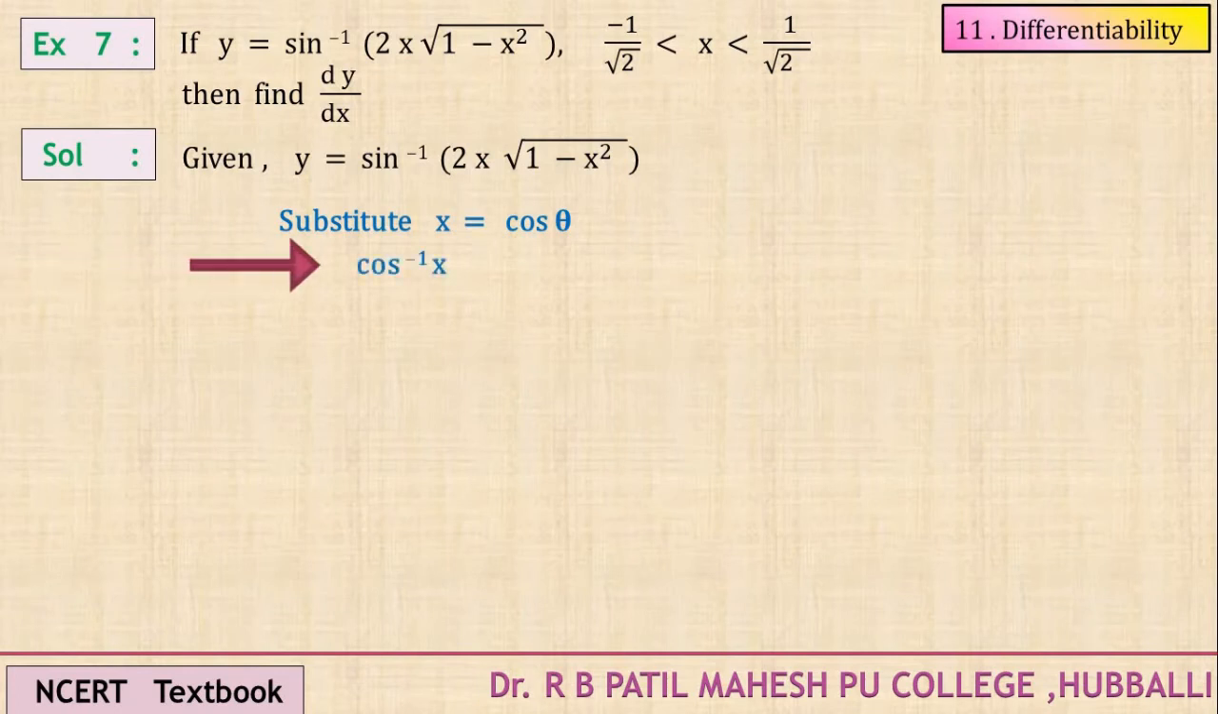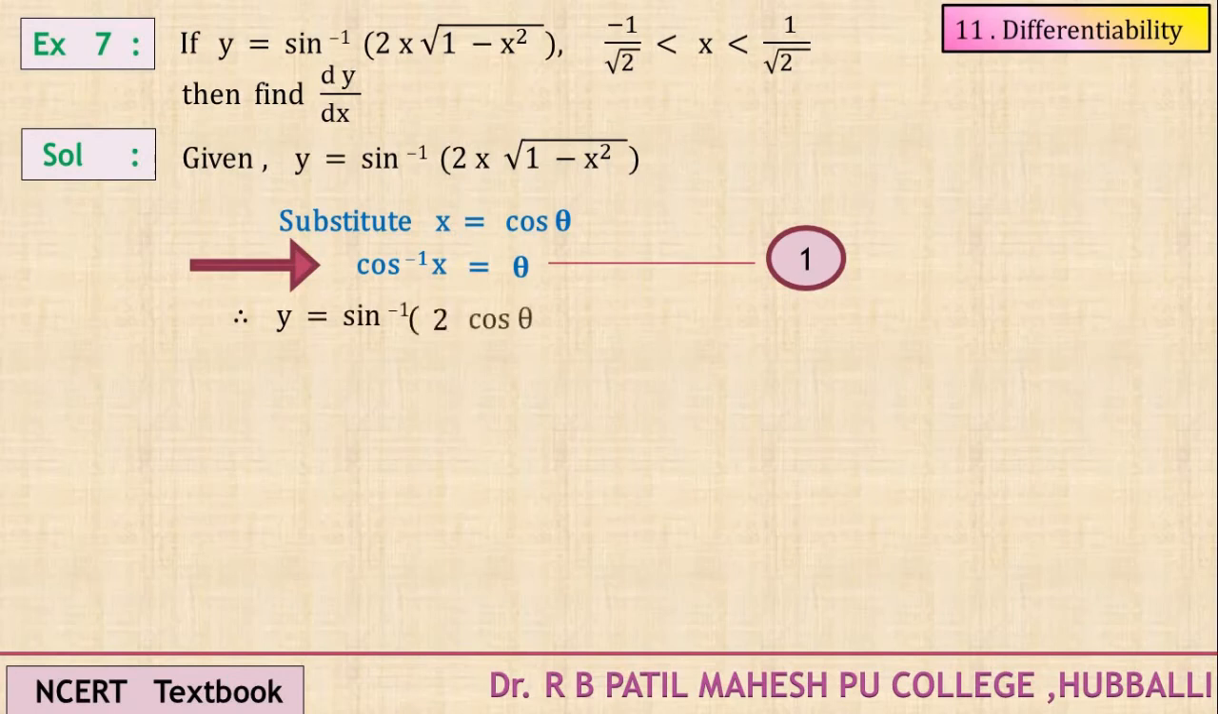Then what is cos inverse x? It is theta. So therefore, take this as equation 1. Therefore y is equal to sine inverse of 2 cos theta into root of 1 minus cos square theta. Replace x by cos theta function. It becomes cos theta whole square, which is nothing but cos square theta.